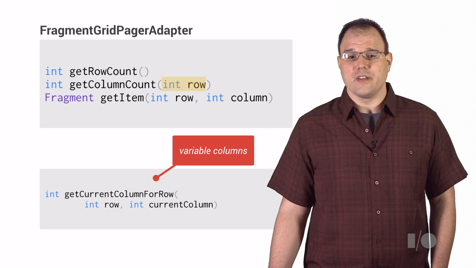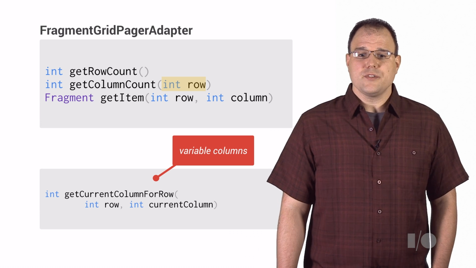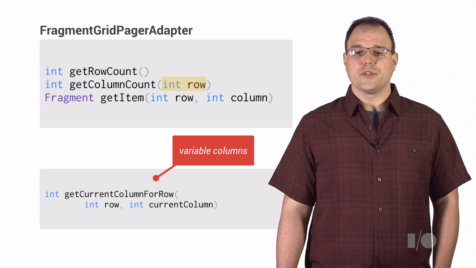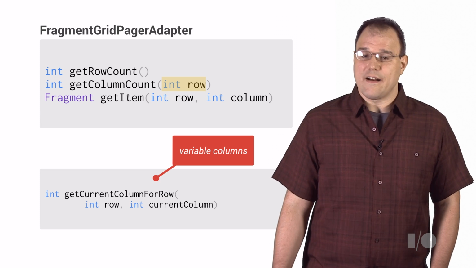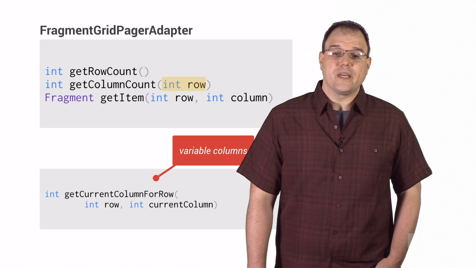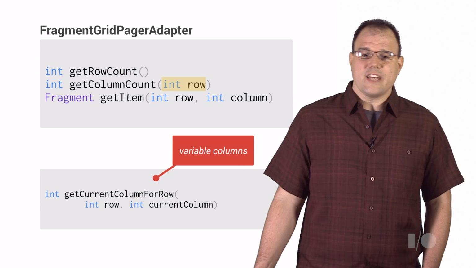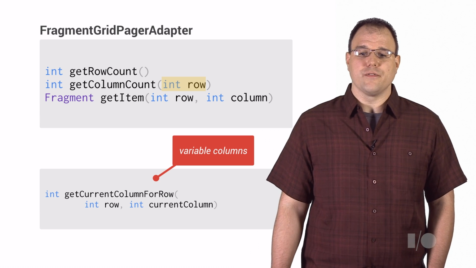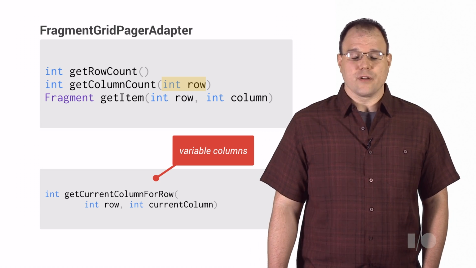Finally, the most important method here is getItem. This is where you'll provide a fragment to be displayed for a page. Here you'll just return your fragment and the pager handles everything else. Fragments will be kept as long as needed and detached and reattached as appropriate. Again, this is very similar to a view pager, just with an added vertical dimension.